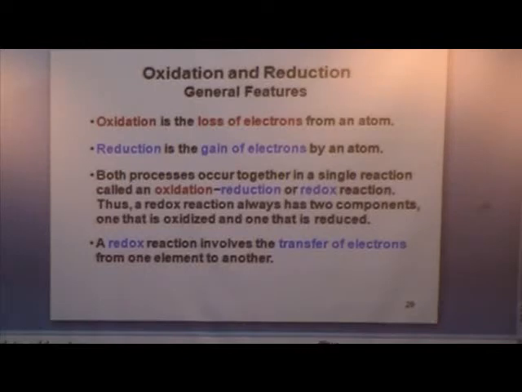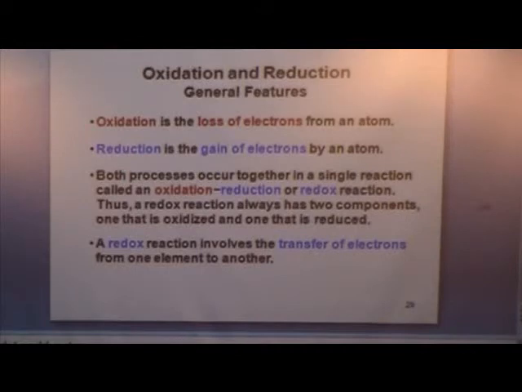Reduction is the opposite. It's a gaining of electrons by an atom. Whenever there is a chemical reaction, there is oxidation and there is also reduction. It's a simultaneous process that happens at the same time, so it is called a redox reaction. Redox is an abbreviation for oxidation and reduction. Whenever there is oxidation, there is also reduction.